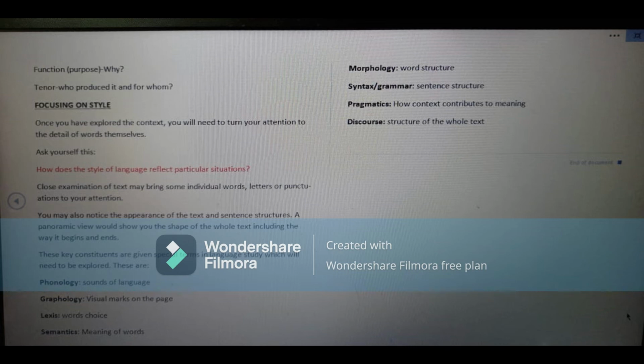And of course, this will also align itself to some theories, like Michael Halliday, that will help you to get some functions of a text.